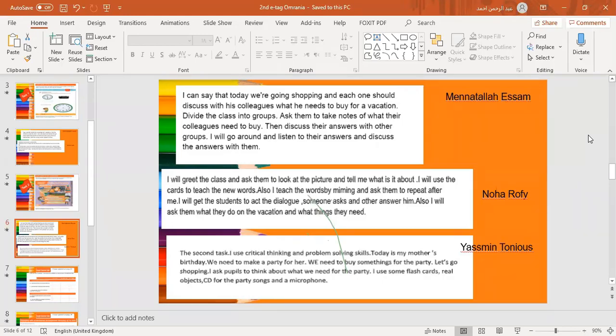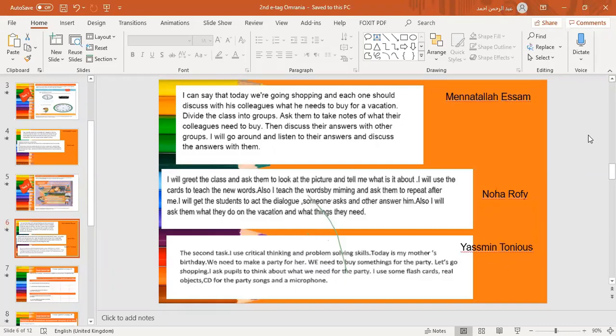And ask them to look at the picture and tell me what it is about. So it's a picture about making a party or something like that. I will use cards. As we said, flashcards are familiar for students to teach the new words. Also, I teach the words by miming. This is perfect. Using miming, facial expressions, body language, and so on.